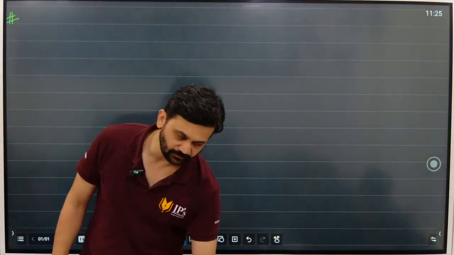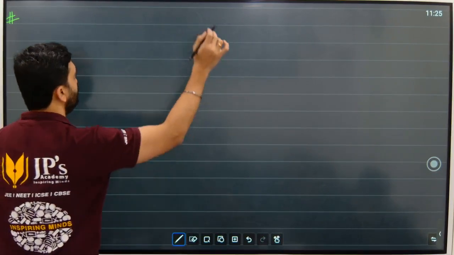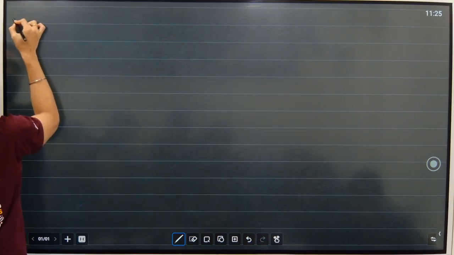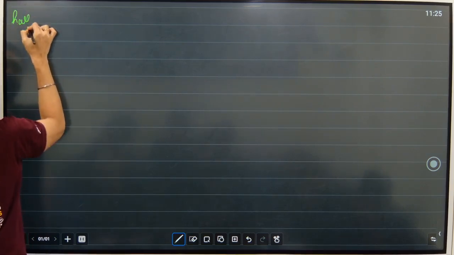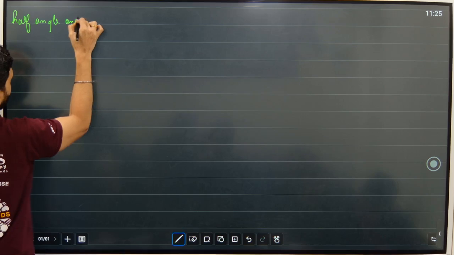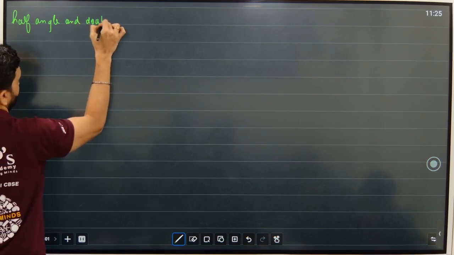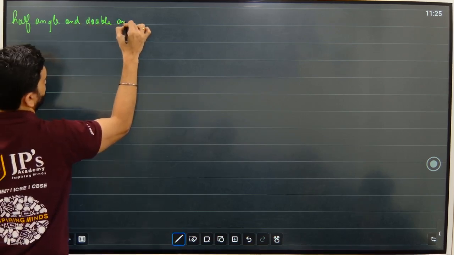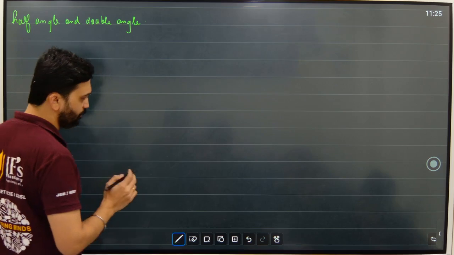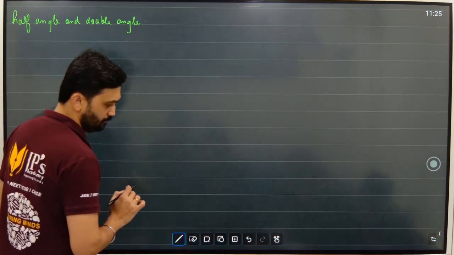Today we'll be starting with half angle and double angle. Half angle and double angle. What do you understand by half angle and double angle?